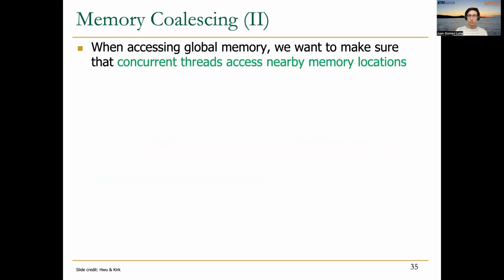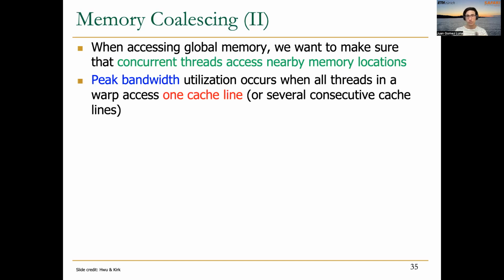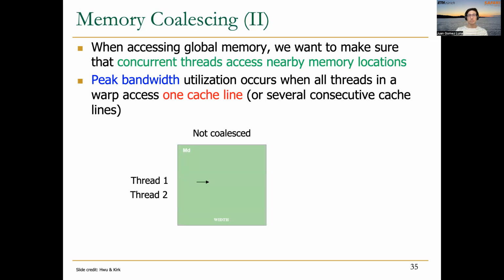avoid. So in summary, access to global memory is going to be more efficient when the memory accesses are coalesced, and this happens when concurrent threads access nearby memory locations. That's the way of achieving peak bandwidth, maximizing the sustained bandwidth. And as an example, think about all threads in the warp accessing one cache line, or accessing several consecutive cache lines.